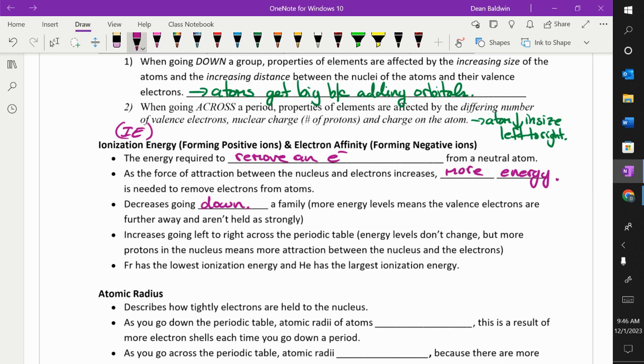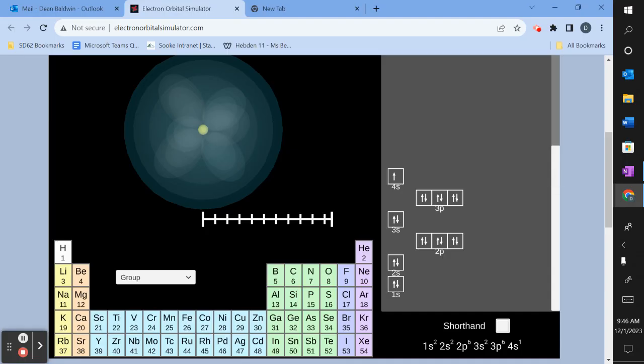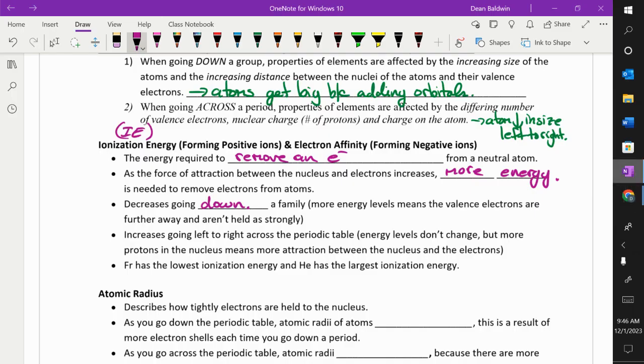Now, going across, what happens to the size of the atom as you move across the table? It shrinks, right? So that means the electrons are closer to the nucleus, which means they're held more tightly, which means the ionization energy, the energy required to pull the electron off, goes up. So ionization energy increases left to right.